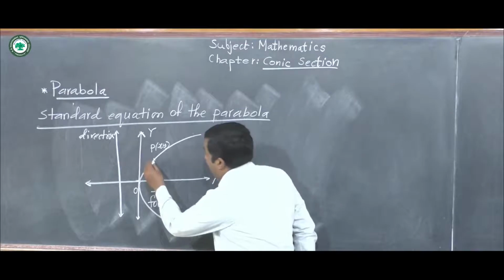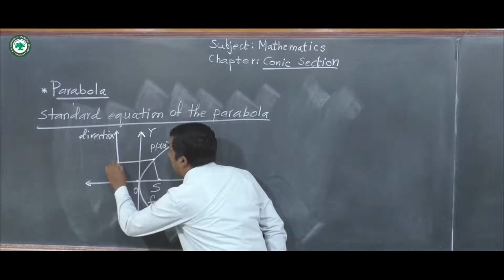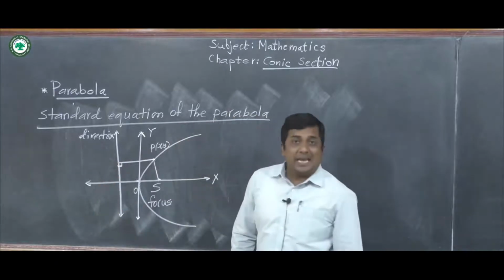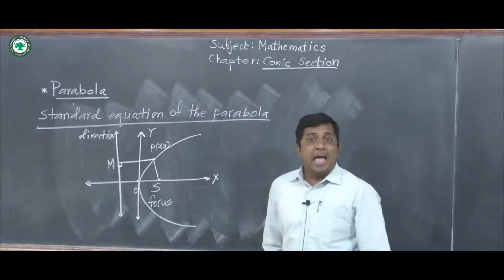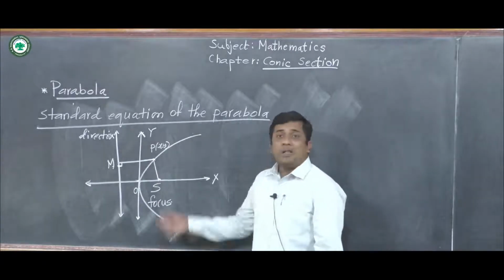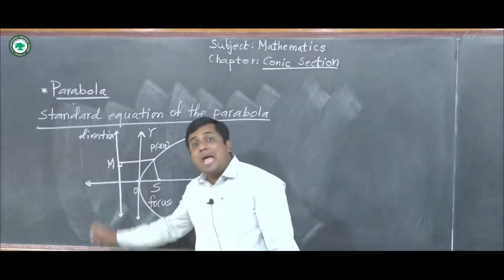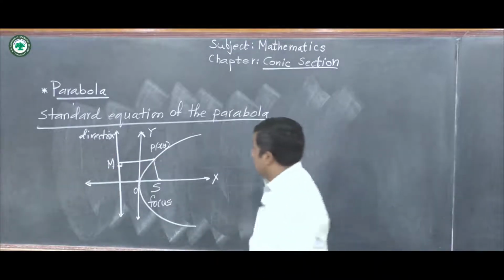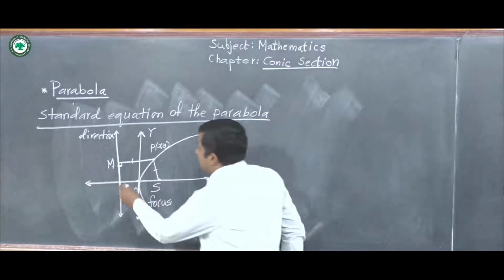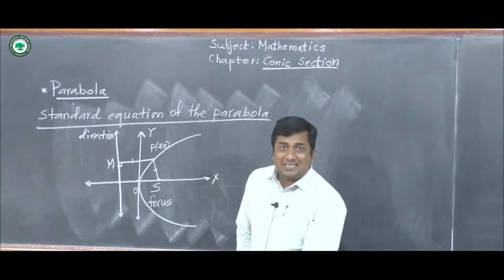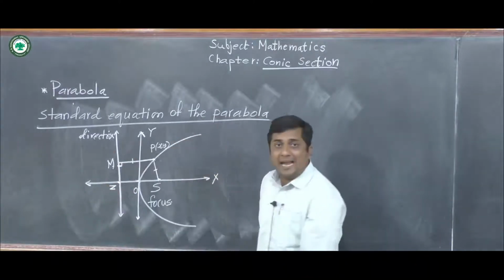Let's join SP and we consider the perpendicular on the directrix which meets at M. We know for the parabola the distances SP and PM are equal. Let us consider the point on the x-axis for this directrix as Z.